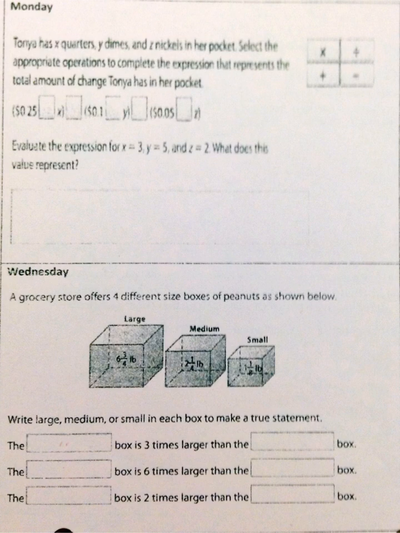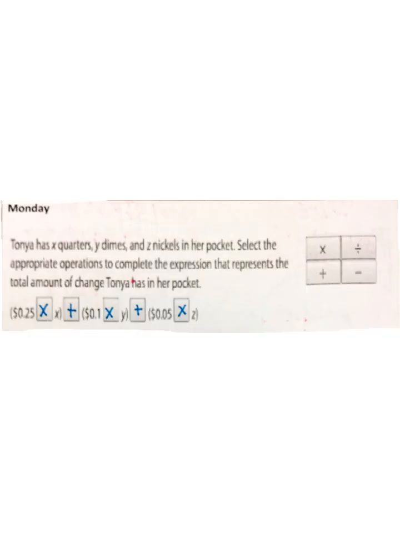Monday, Tanya has X quarters, Y dimes, and Z nickels in her pocket. Select the appropriate operations to complete the expression that represents the total amount of change Tanya has in her pocket. So what you're going to do is use these symbols right here to fill in the boxes. So the correct symbols would be 25 cents times X plus 10 cents times Y plus 5 cents times Z.